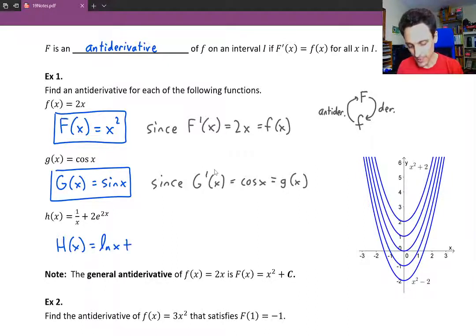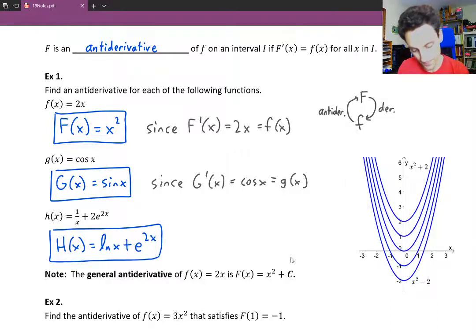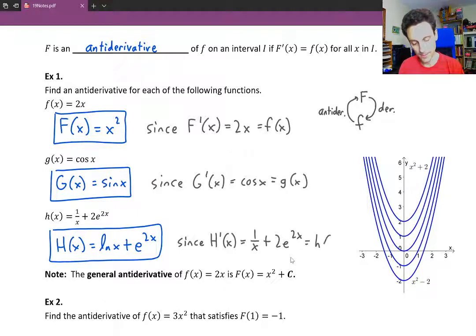What about for the 2e to the 2x? If you said e to the 2x, then that would be correct. Turning back around, if we took the derivative of e to the 2x, it would be e to the 2x, but then by the chain rule, times the derivative of 2x, which is 2. That's where this 2 would be coming from. So that's an antiderivative of h of x, since if we turn back around and we take the derivative, we get back to little h.